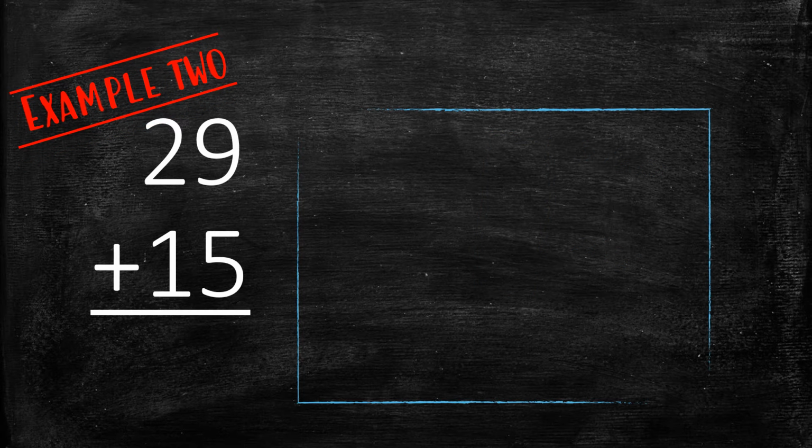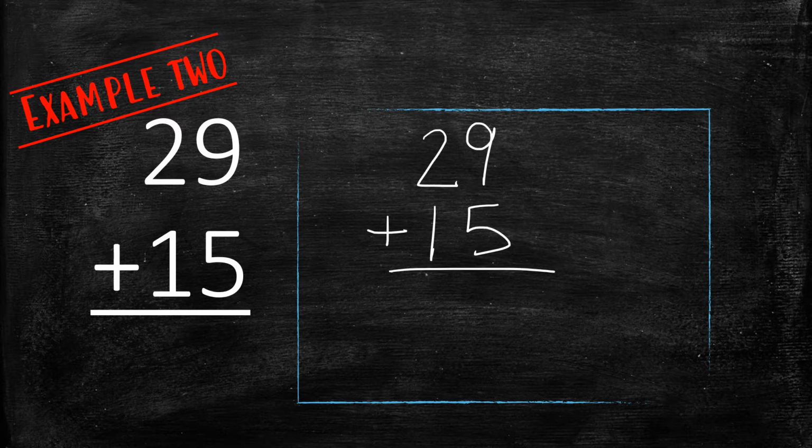Now, example 2 reads 29 plus 15. So I'm going to rewrite 29 plus 15. All right. So remember, we're looking at the two numbers on the right-hand side. So that is my 9 and 5. Those are my unfortunate numbers that get to be added first.